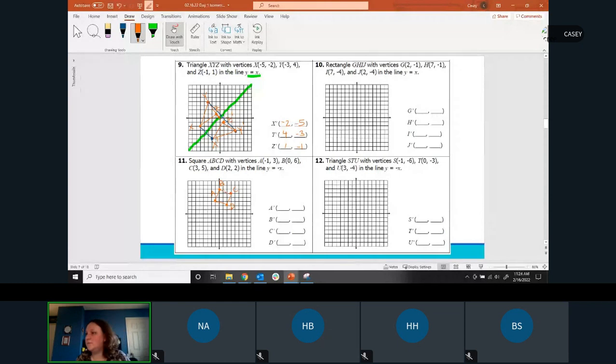There we go. Okay, we're going to graph the line y equals -x. This time, the slope is -1. The y-intercept is still 0, so it's just a diagonal line going through the second and fourth quadrants.